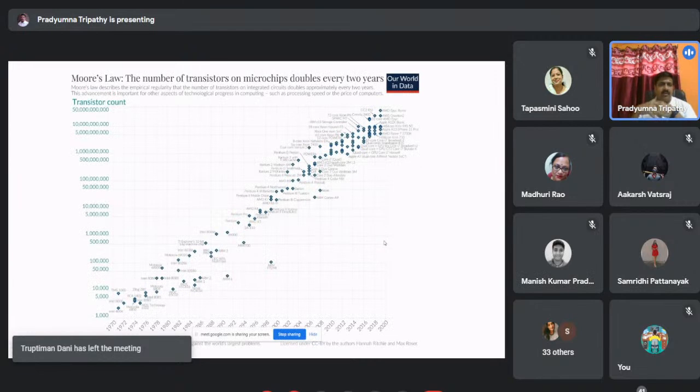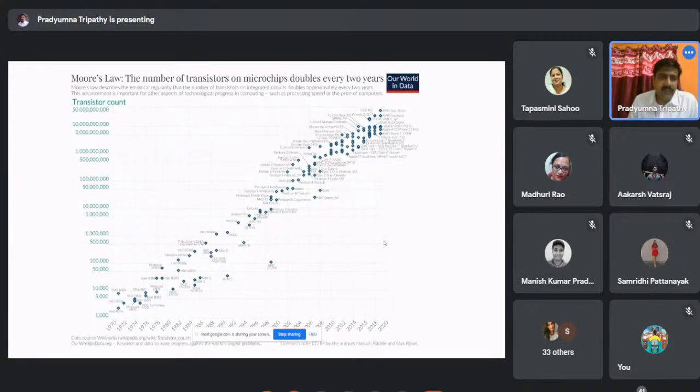I'll start from the very beginning. All of you might know about Moore's law, right? Moore's law says that the number of transistors on a microchip will double every 2 years. It is an empirical thought given by Moore, that the number of transistors on a microchip doubles every year, which was found to be true for some years. But after that, it was seen that it is not only doubling, it is more than that.